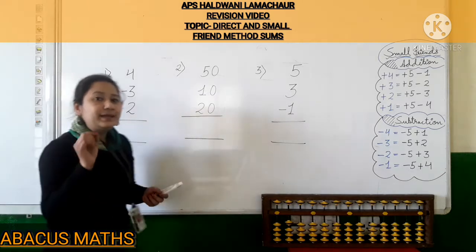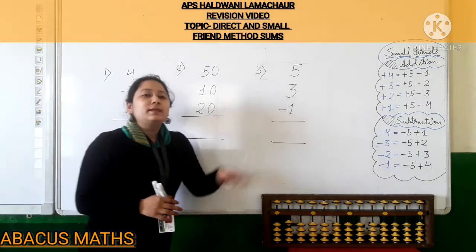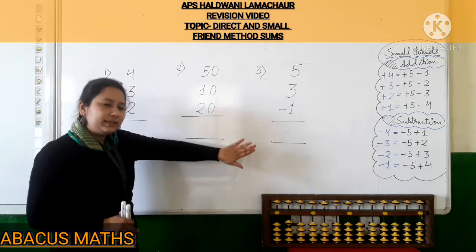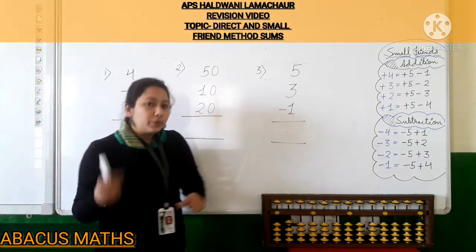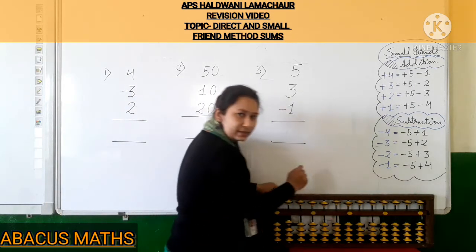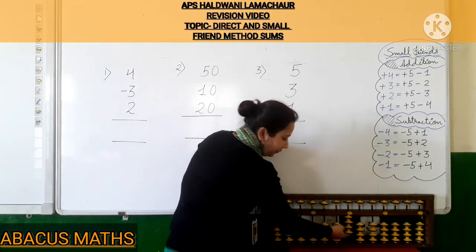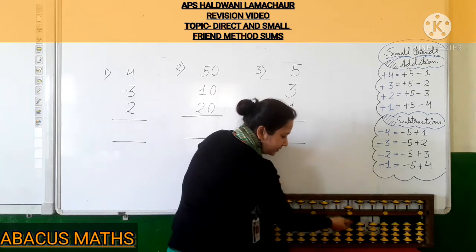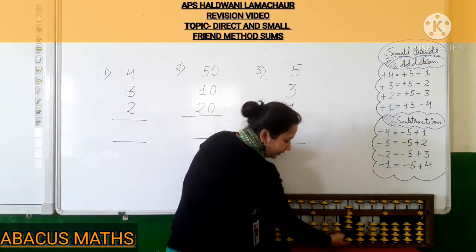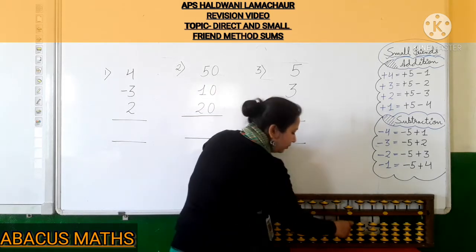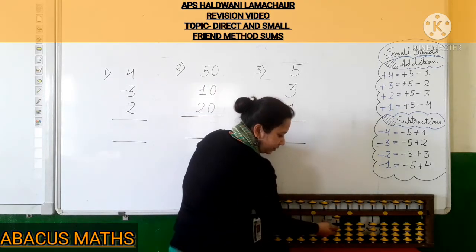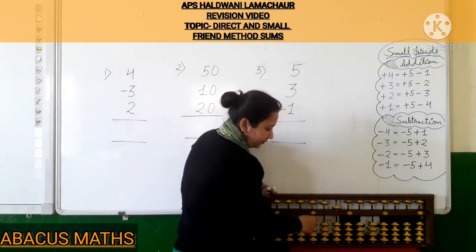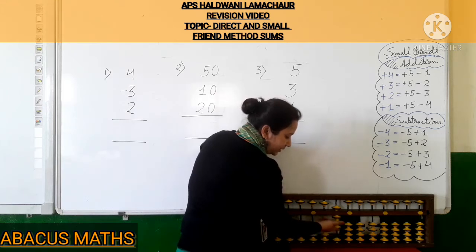See, these sums are direct sums. Direct sum means that we don't have to use small friends in these sums. We can do these sums directly in the tool. Now a quick revision of the beads. 1, 2, 3, 4. After 4, 5. Then 6, then 7, then 8, then 9. You know? Now the second row. It's 10, 20, 30, 40. After 40, 50. Then 60, then 70, then 80, then 90.